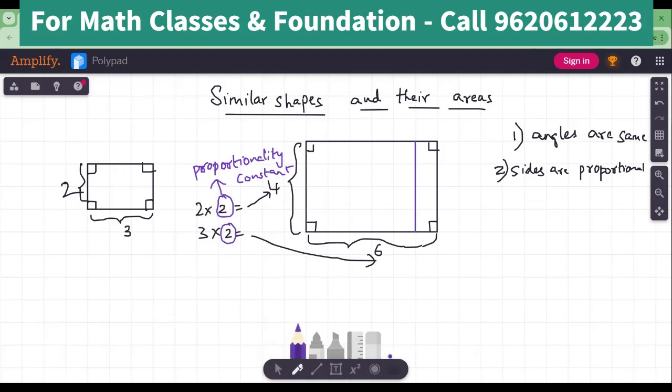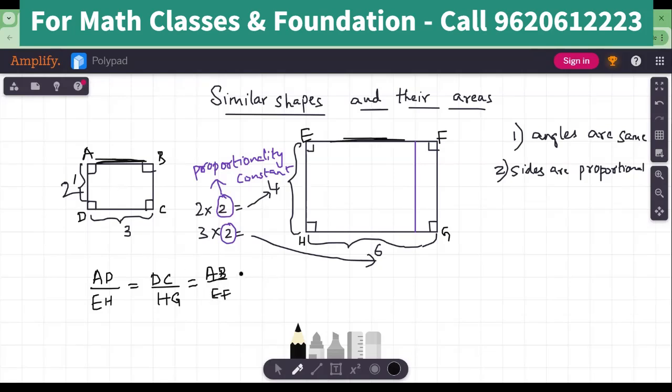In other words, if I give the name for this rectangle A, B, C, D, and I give a name for this E, F, G, H, what I am trying to say here is AD, or I can say take a bigger rectangle, I can say take AD also. AD by EH should be same as DC by HG. That should be same as AB. What is the corresponding side for this? It is this one. AB by EF. That should be same as BC by FG, right?